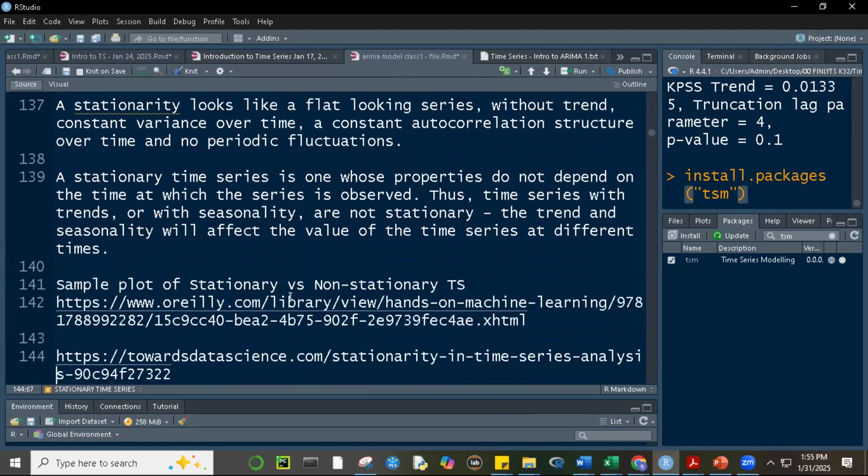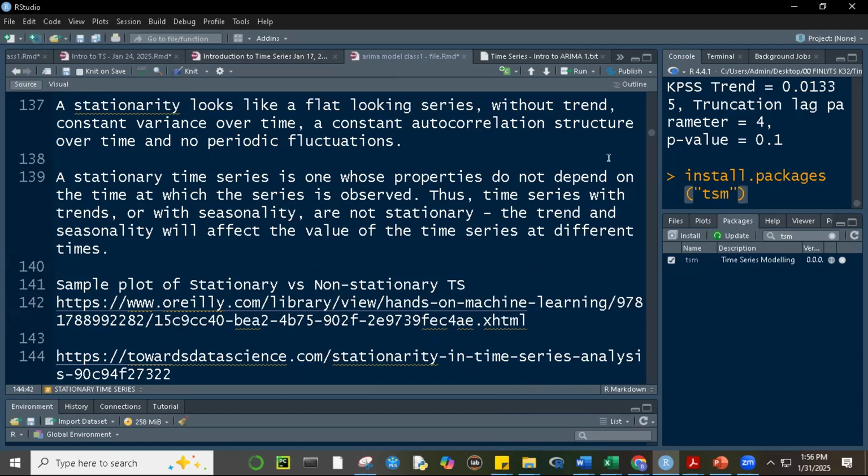Now, why is it important, class, for us to make use of a stationary time series? Because it makes modeling a lot easier. A stationary time series is one whose properties do not depend on the time at which the series is observed. What do we mean by that? Remember the plot, class, of a stationary time series? If you go to this period, the mean will be the same, the variance will be the same. If you go to another period, same. Constant mean, constant variance. Time series with trends or with seasonality are not stationary, as mentioned.